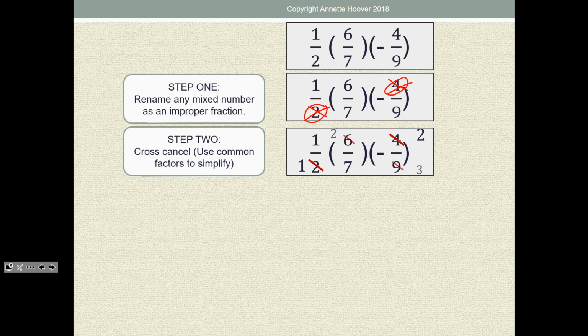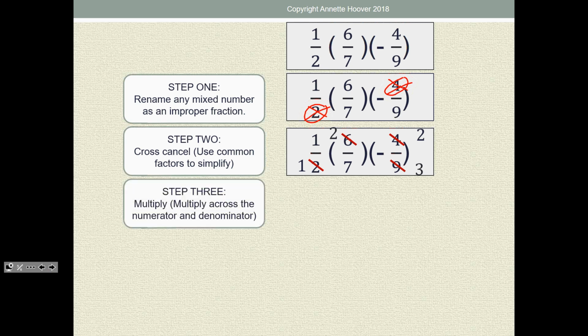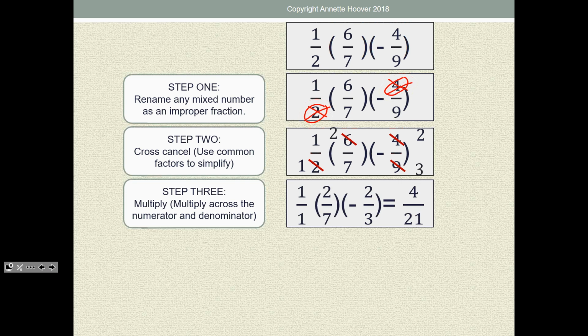We can also do the 6 and the 9. Both 6 and 9 are divisible by 3. And 6 divided by 3 is 2. And 9 divided by 3 is 3. It's a lot of crossing out there, but it's going to make our life easier. Now we're going to multiply across.